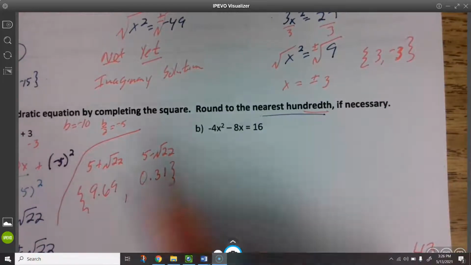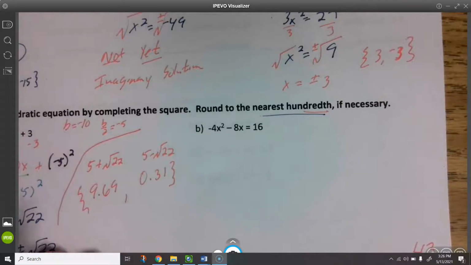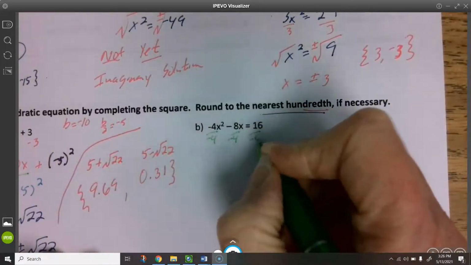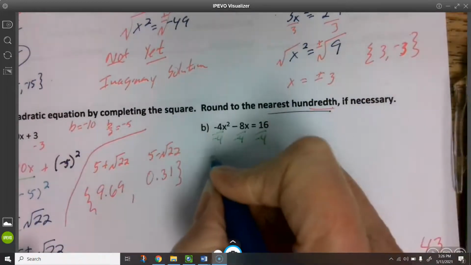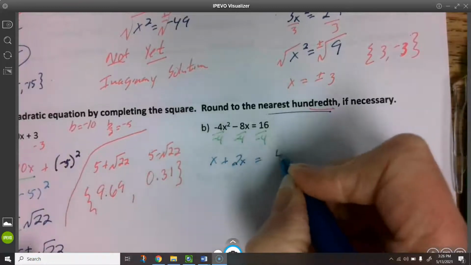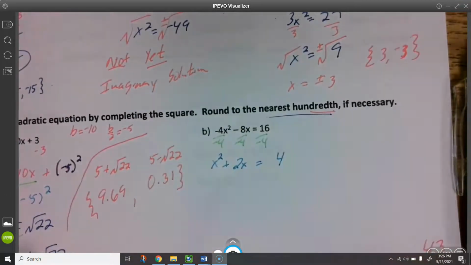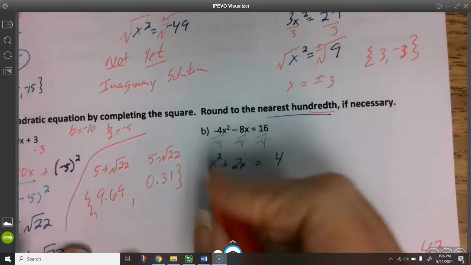Okay, this one's trying to be tricky. You can't complete the square unless a is 1. Divide through by -4 to begin with, because a has to be 1. We can't have a coefficient other than 1, so we get x squared plus 2x is equal to 4. Okay, now we're going to complete the square on this one. Did not give myself enough room, sorry.